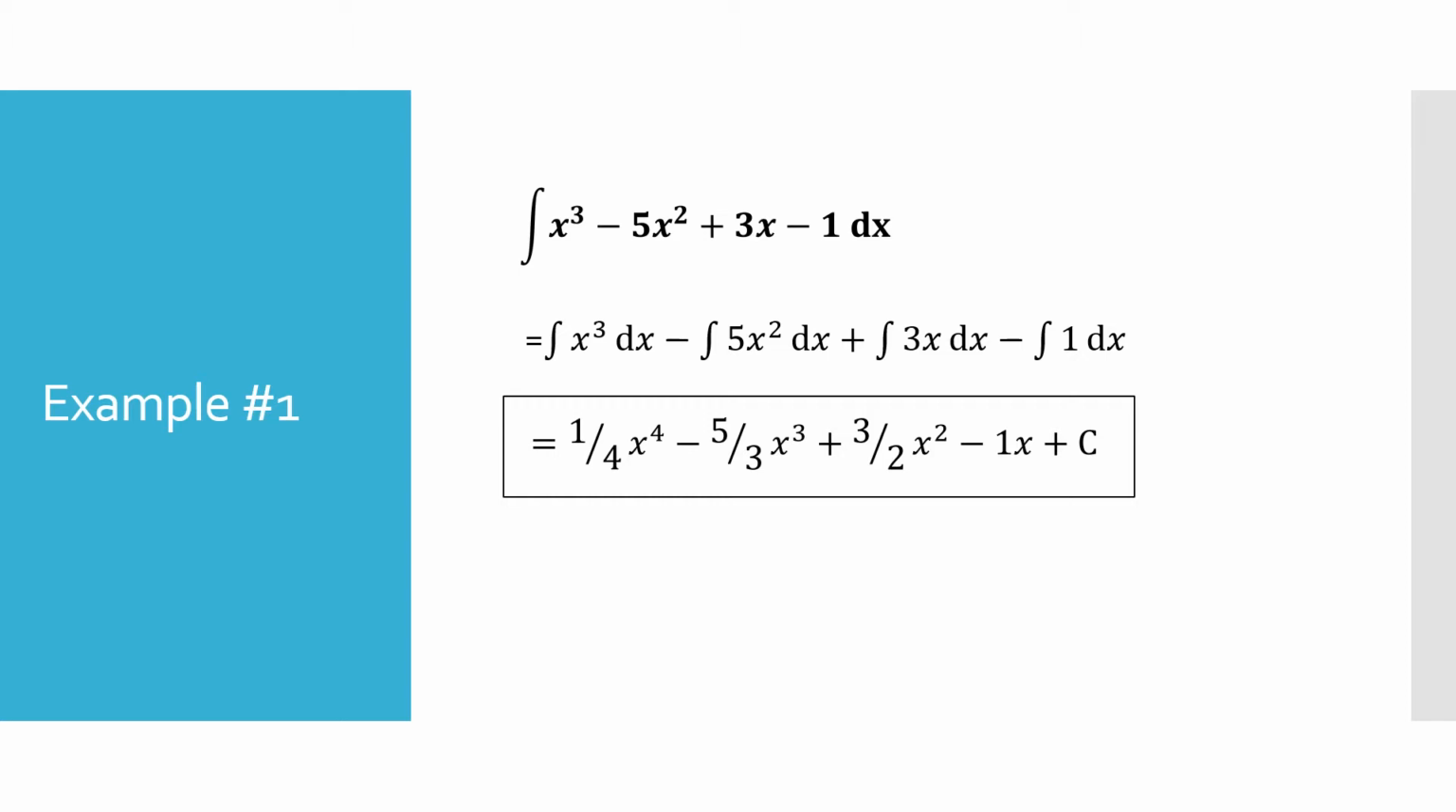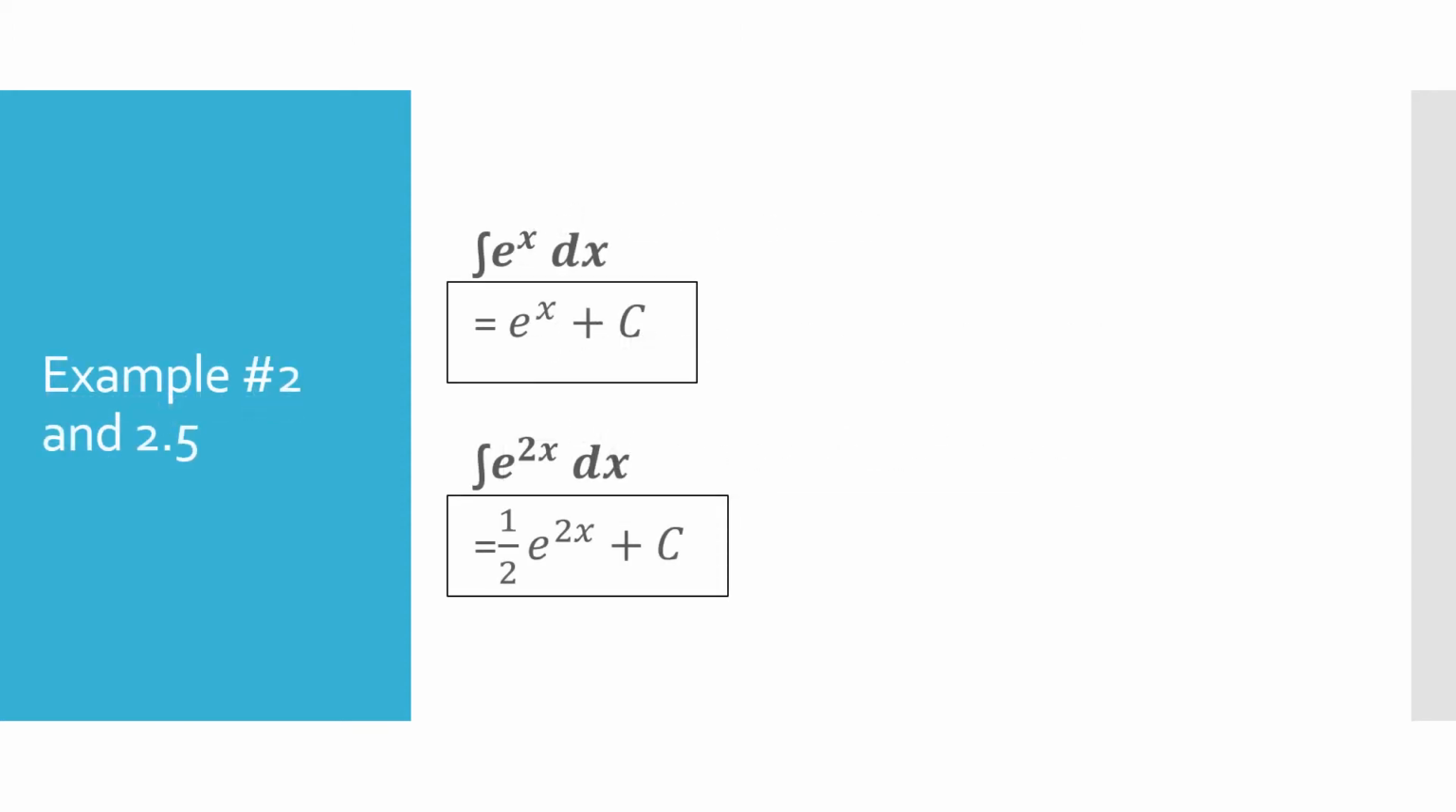So for example 1, we're trying to find the integral of x to the third minus 5x squared plus 3x minus 1. For the second line, you can see that we simply expanded the problem and separated it by its individual parts. In the final box, we actually perform the integration by adding 1 to the exponent and dividing the entire part by that number that it was raised to. So x to the third is now x to the fourth divided by 4.